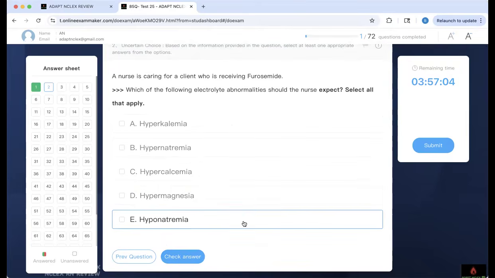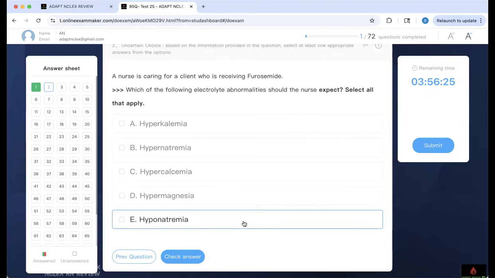2, this is what? Physiological adaptation, cardiology. I will show you each question, where it's coming from, so that you can pay attention and know how to answer them, because there are certain areas you need to score high, especially physiological adaptation. And then a nurse is caring for a client who is receiving furosemide, pharmacology, in the form of physiological adaptation. Which of the following electrolyte abnormalities should the nurse expect? Select one. Hyperkalemia, hypernatremia, hypercalcemia, hypermagnesemia, or hyponatremia. Pharmacology question under physiological adaptation.